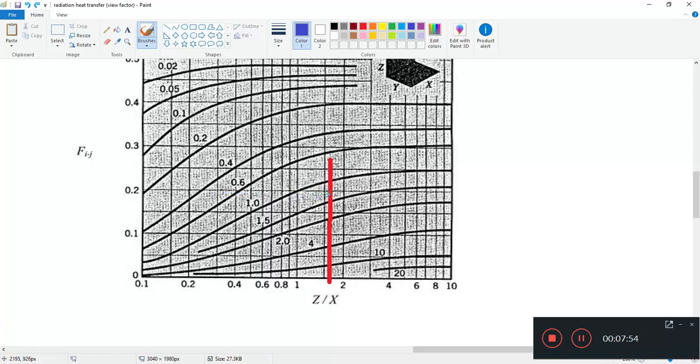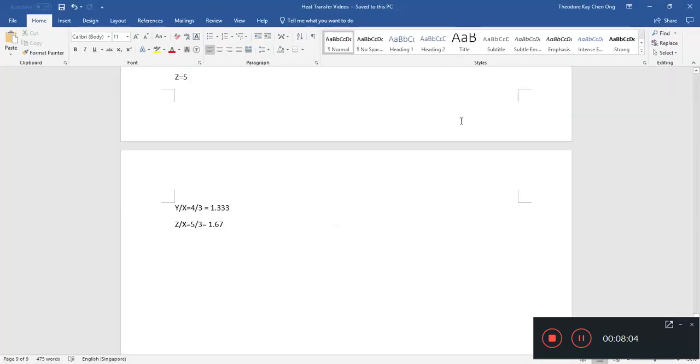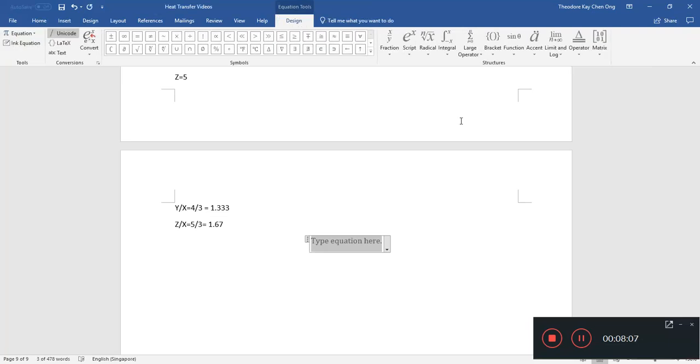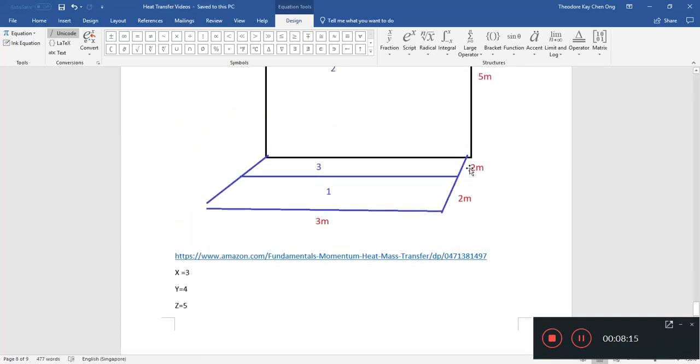Okay, I should put it slightly closer to here. So you can see the view factor is somewhat close to 1.9. So view factor approximately 1.9. Alright. And what is this 1.9?